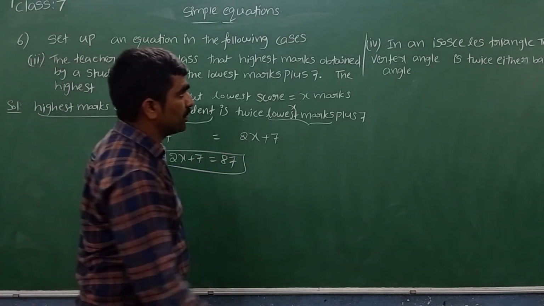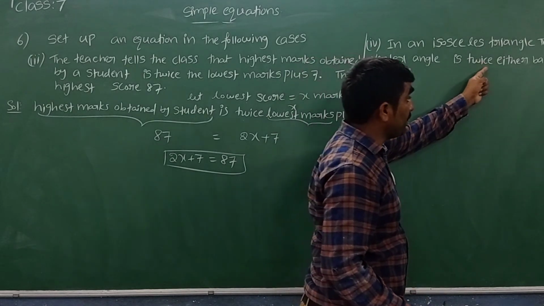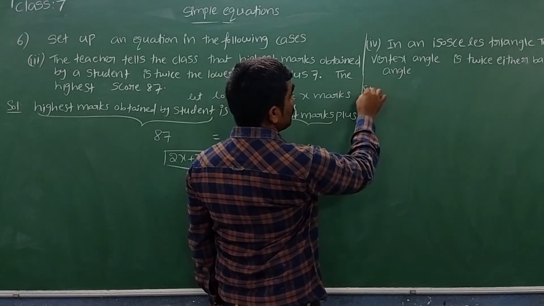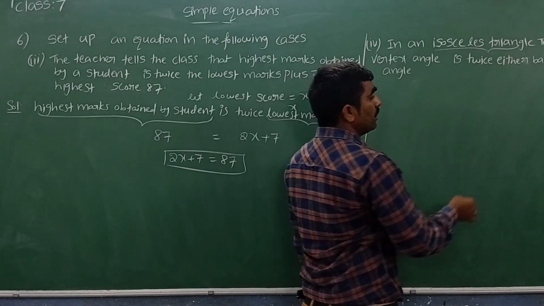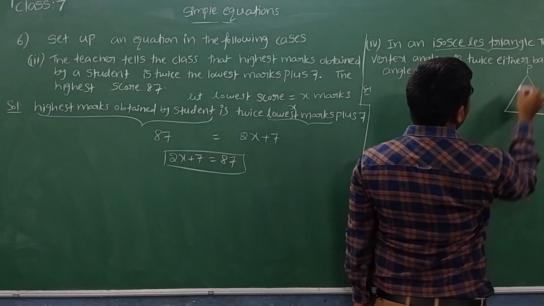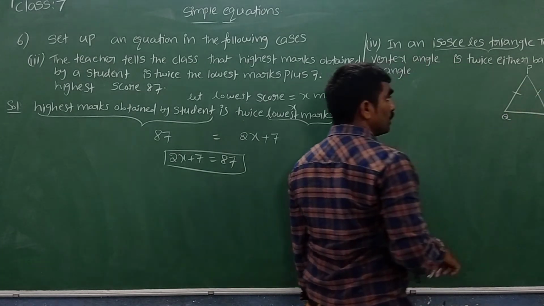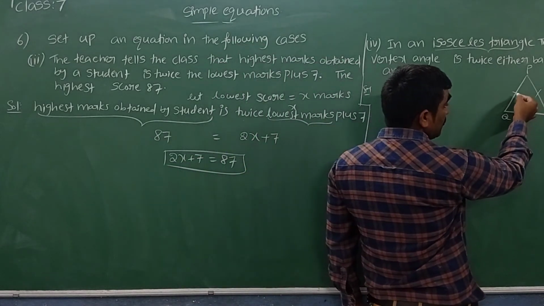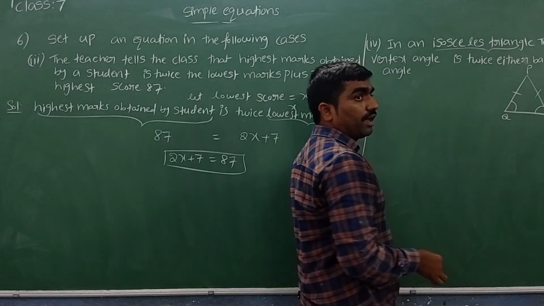Now let us go for the next one here. In an isosceles triangle, the vertex angle is twice either base angle. So first we have to know what is the meaning of isosceles triangle. What is meant by an isosceles triangle? Two sides are equal. In a triangle, if any two sides are equal, it is called an isosceles triangle. Let me take PQ is equal to PR. Two sides are equal, it is called an isosceles triangle. We have a condition that if two sides are equal, opposite angles are also equal.